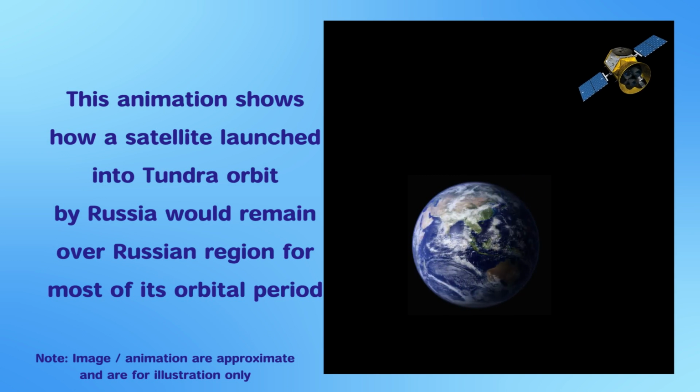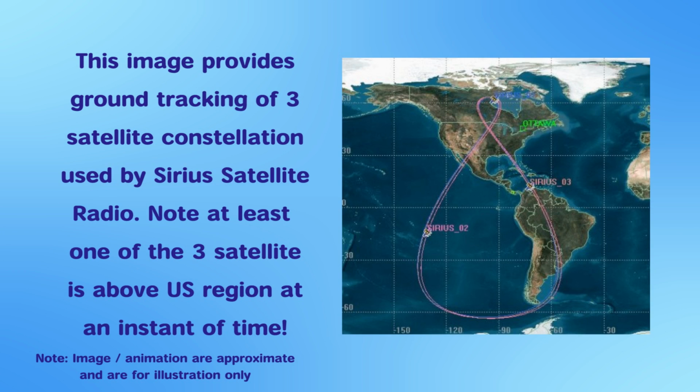To provide continuous coverage, a constellation of 2 to 3 satellites would orbit in the same tundra orbit, and at least one satellite will be covering the area at any instant of time. As far as application goes, both geosynchronous and geostationary satellites are mainly used for communication, broadcasting, positioning such as GPS, and for monitoring weather conditions.